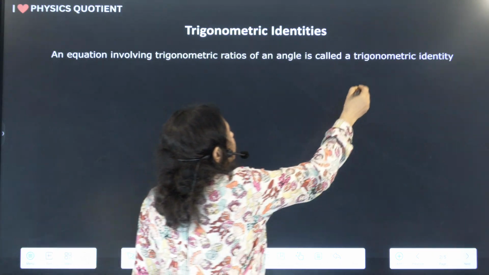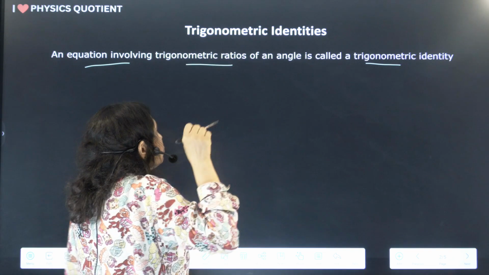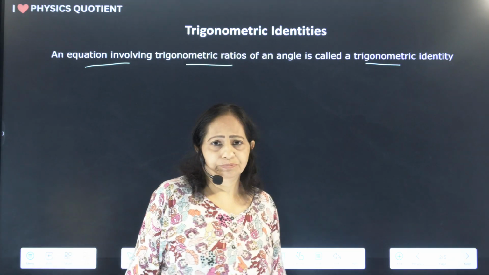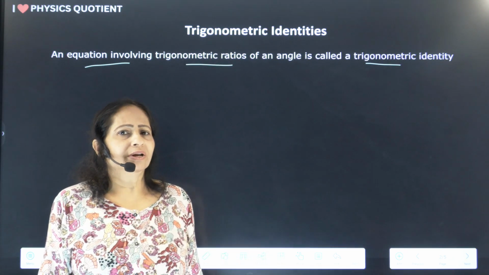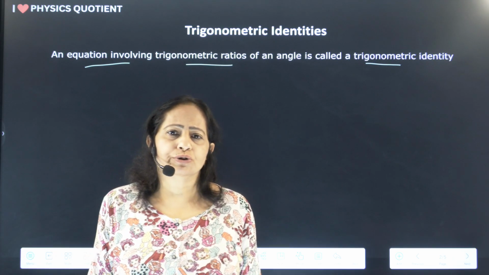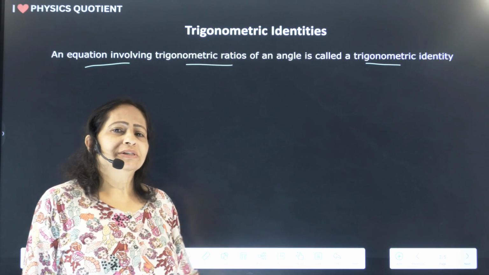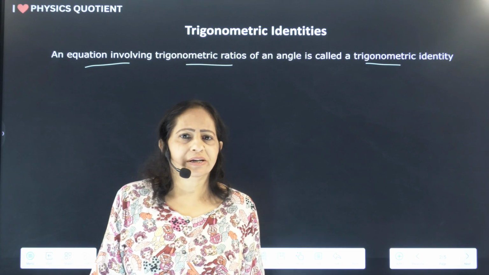Trigonometric identity is an equation involving trigonometric ratios of angle, right? So trigonometric identity एक इक्वेशन है जिसके अंदर एंगल्स के ट्रिगोनोमेट्रिक रेशियोज इन्वॉल्व होते हैं। Now we'll prove this identity. There are basically you will learn only 3 basic identities.